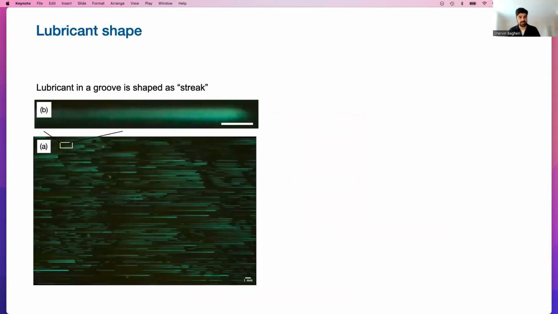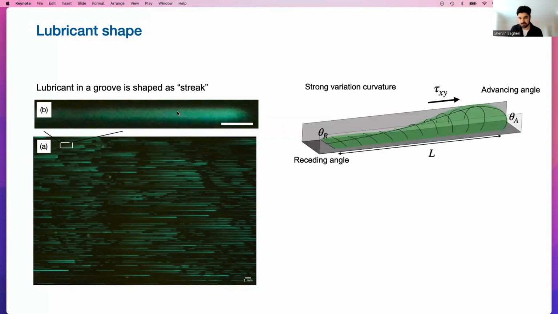So we wanted to understand this, and I should probably move a little bit quicker here. The lubricant in the groove is shaped as a streak. So we extracted one of these lubricants, and we can see that there is a variation of the intensity of the fluorescent images. If we do a sketch, it looks a little bit like this, right? And when you look at this shape, you can see that there's an advancing contact angle and a receding contact angle, which we call theta A and theta R.